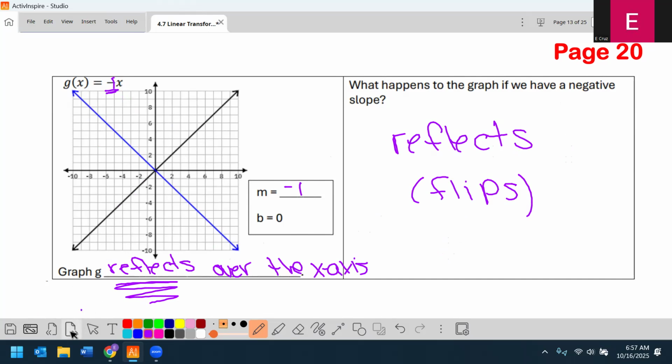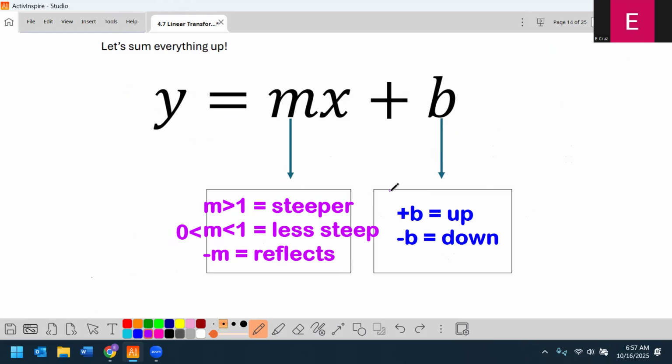Okay, so let's sum everything up on the bottom equation. So this is your formula for lines, y equals mx plus b. Remember, m is the slope, b is the y-intercept. And so just summing everything up that we saw, remember if we change the y-intercept, if it's a plus number, it's going up. If it's a negative number, it's going down.